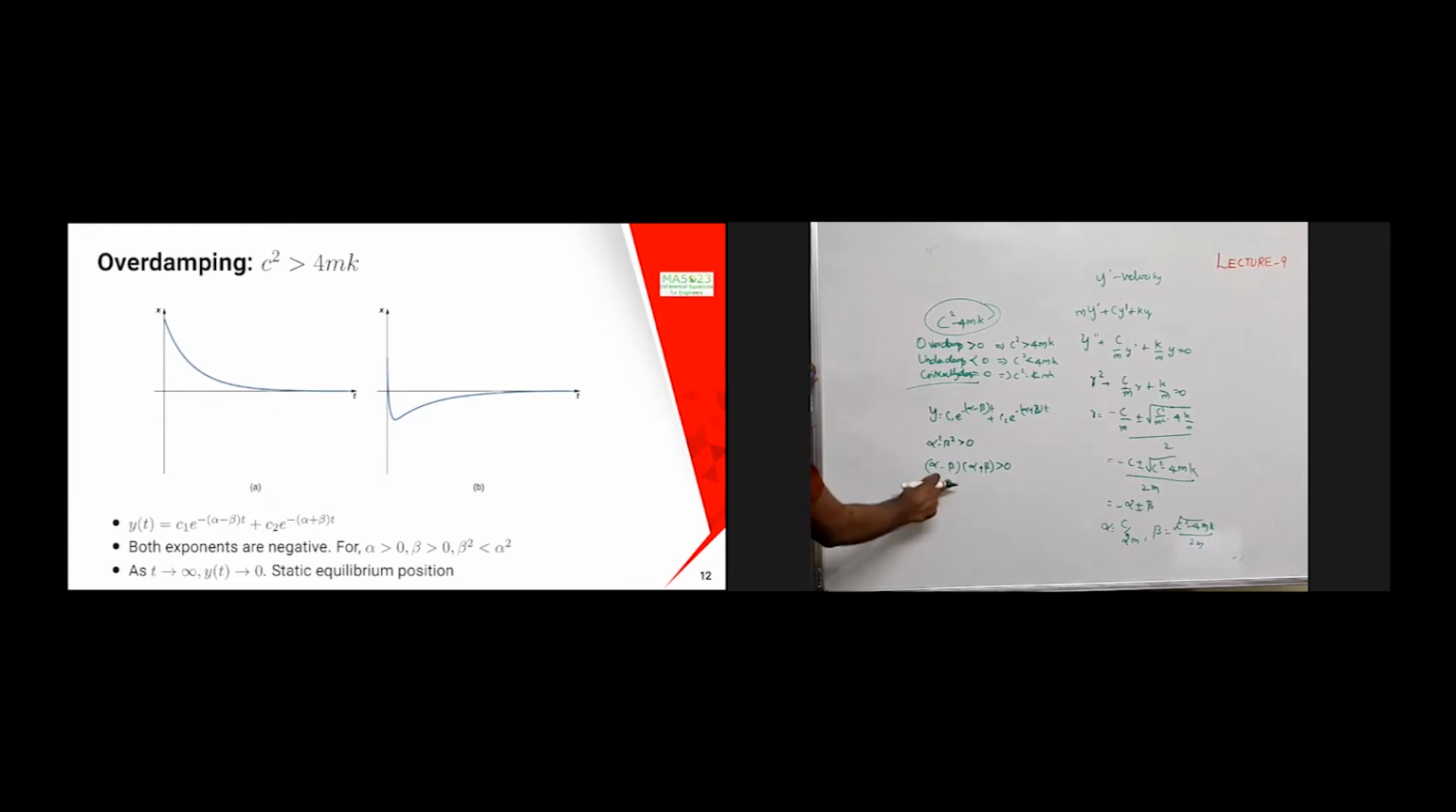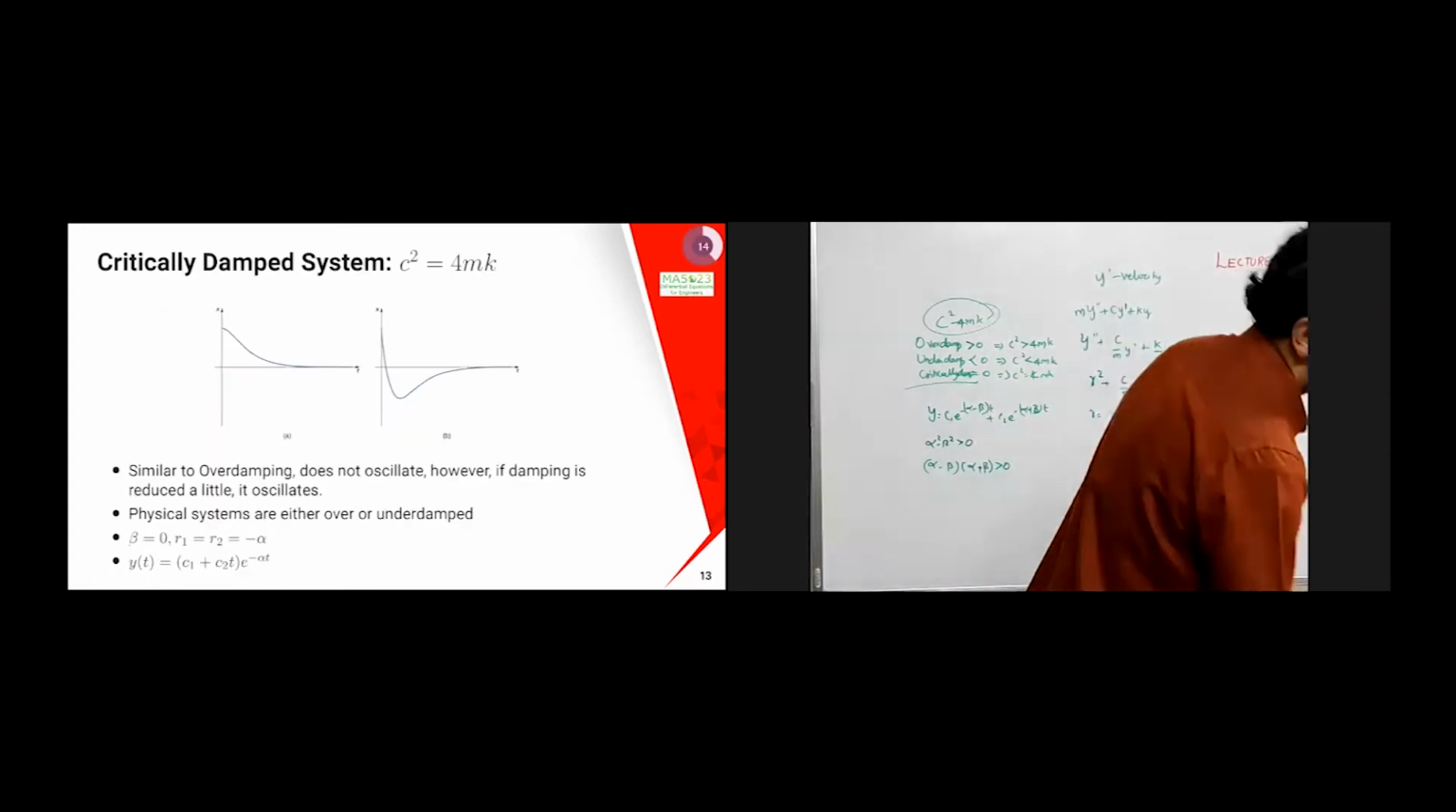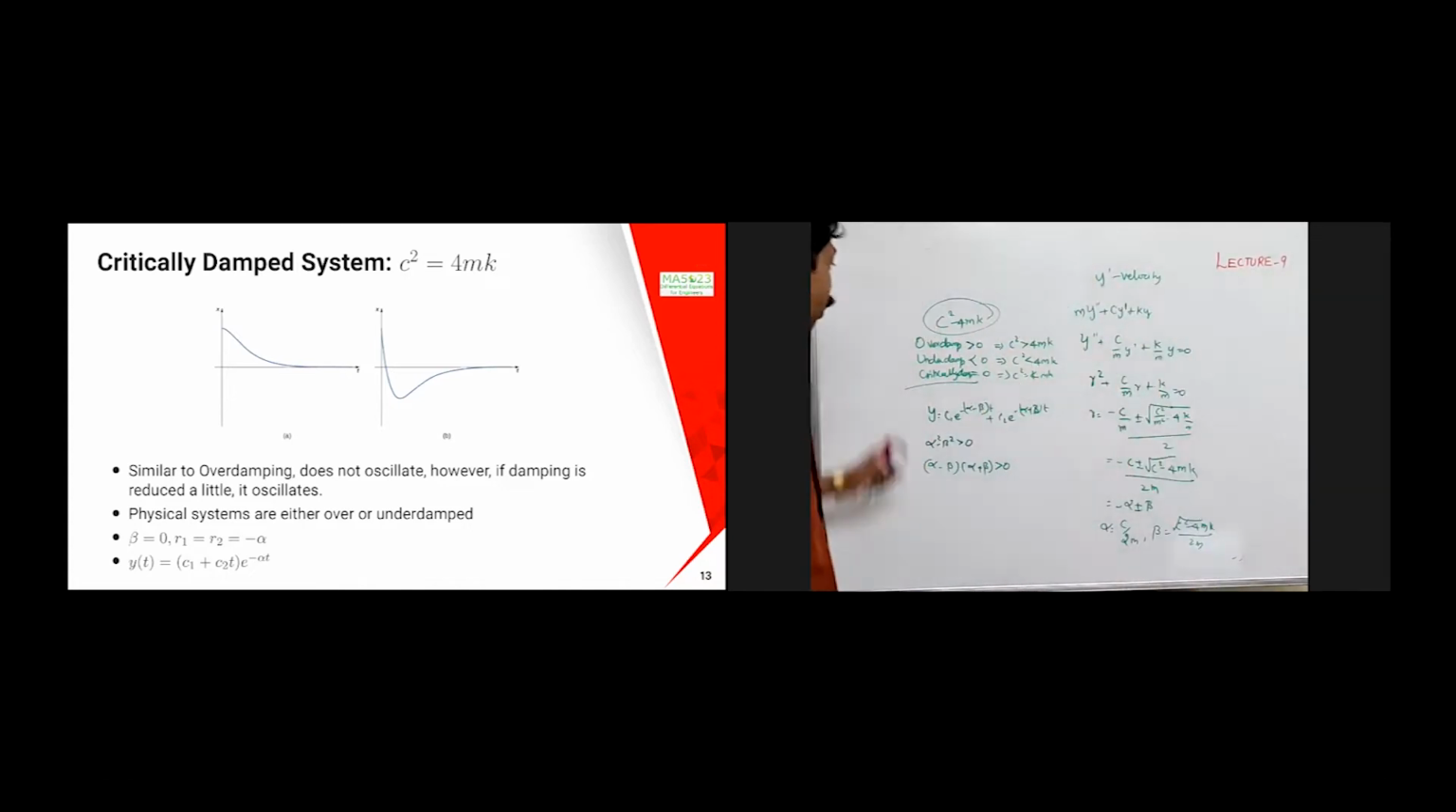If one of them is positive and one negative, we are not going to get that. If both are positive, then as t tends to infinity, this is going to become 0 and this is going to become 0. Therefore, y is going to become 0. That is called overdamping. Now underdamping and critical damping, we'll see.